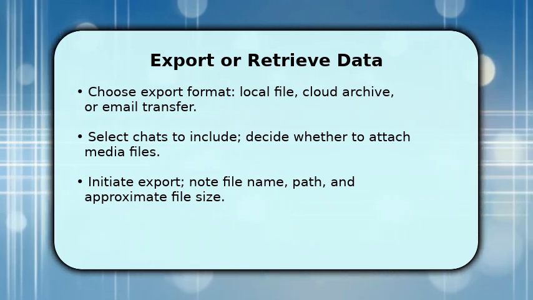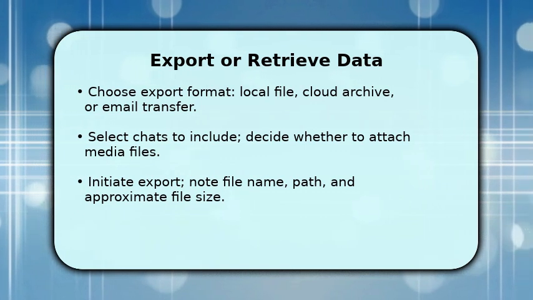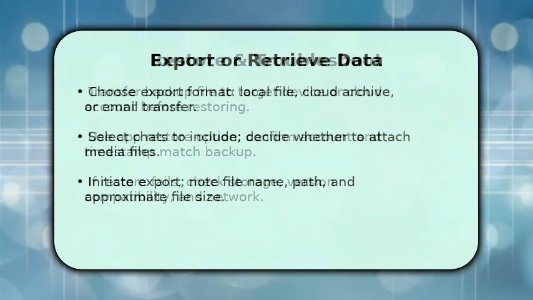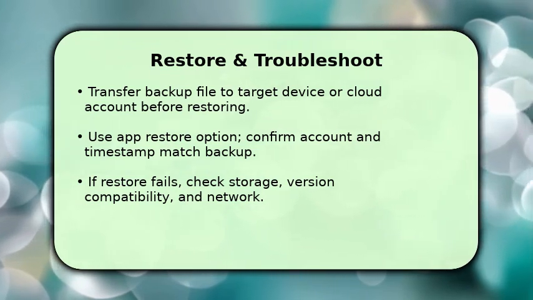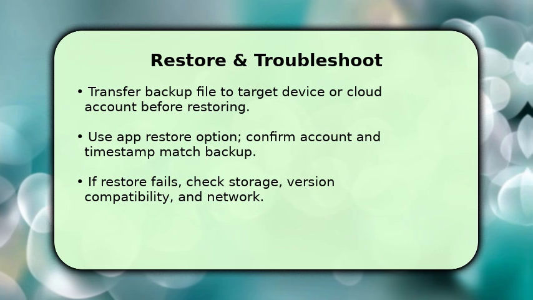Make a note of the resulting file name and storage path, so you can find and move it later for restore. To finish, move the backup file to the device or cloud account that will receive messages, then open the app and use the restore function.